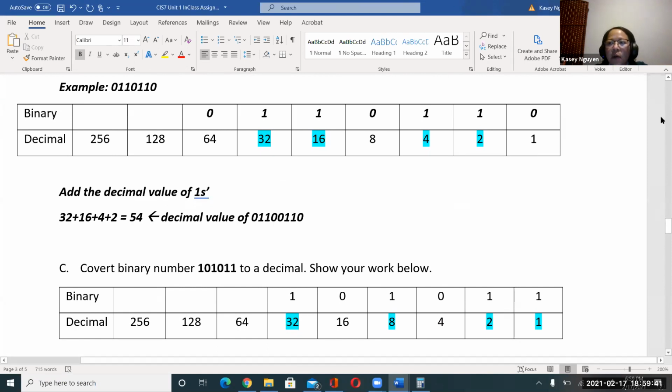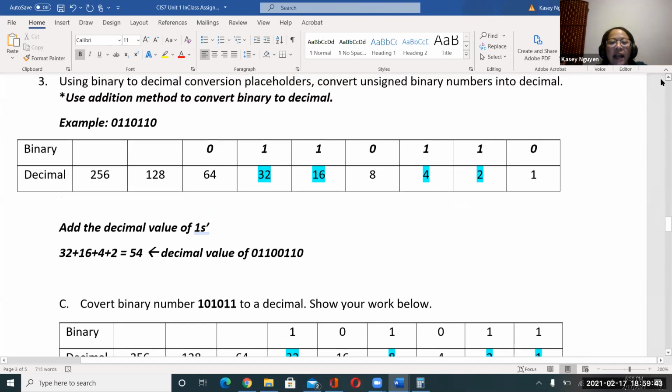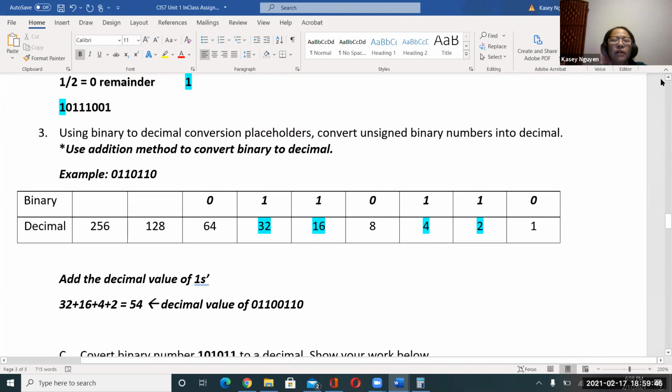All right. So let's talk about going backwards. We're going to go from binary back to decimal. We already talked about decimal to binary using subtraction and division. Now we're going to use the addition method to go in reverse. So for number 3, it says use the binary to decimal conversion placeholder, convert the unsigned binary to decimal.